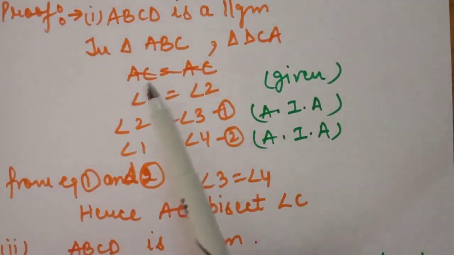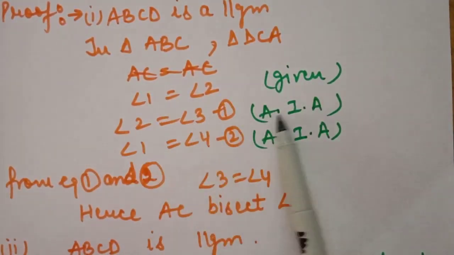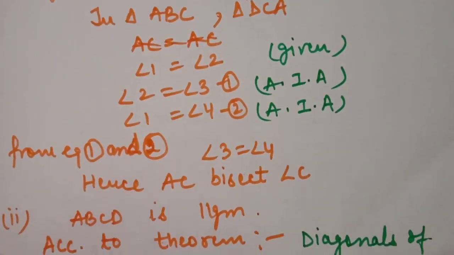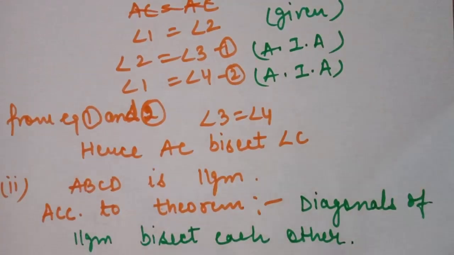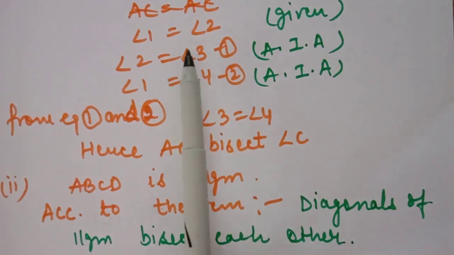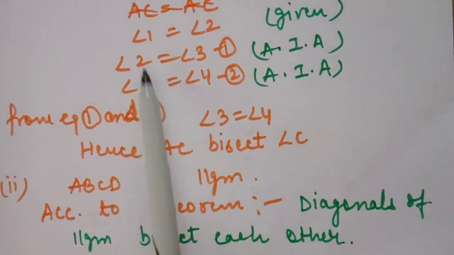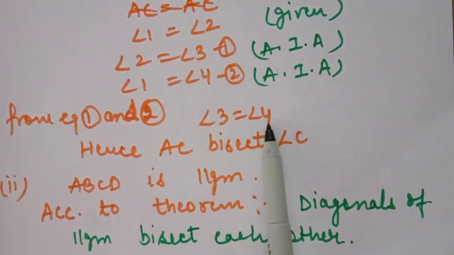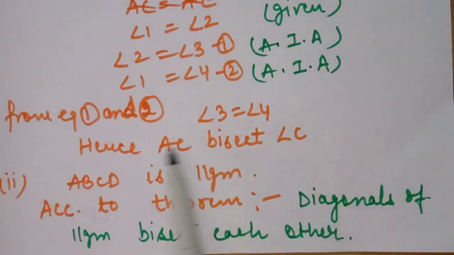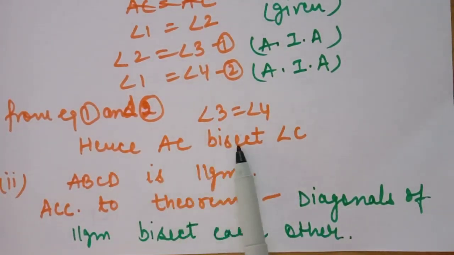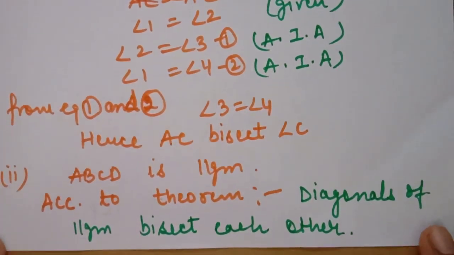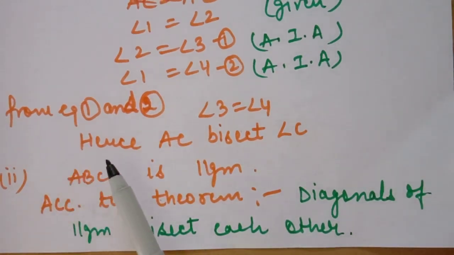So students, angle 1 is equal to angle 2, given. Angle 2 and angle 3 are equal to each other by alternate interior angles. Similarly, angle 4 and angle 1 are also equal to each other because of alternate interior angles. So from equation number 1 and 2, we have a result that if 1 and 2 are equal to each other, definitely the remaining angles are also equal to each other. So angle 3 and angle 4 are also equal to each other. It means it proved our first part, that AC bisects angle C.